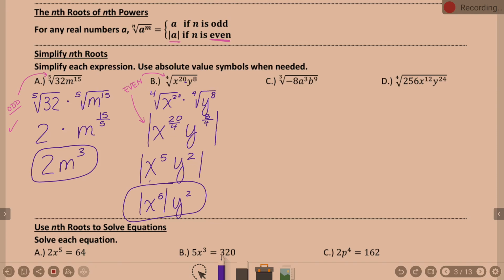Am I making sense here? Makes sense. Okay, let's try C.